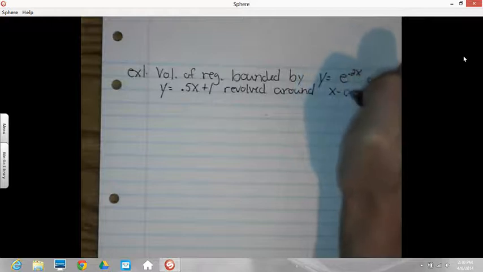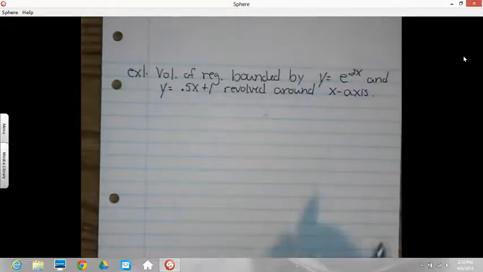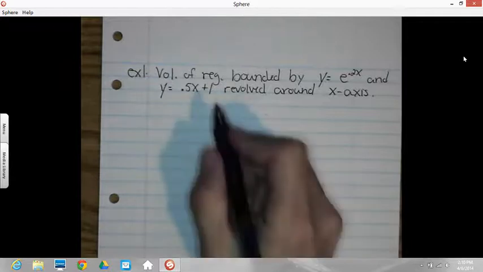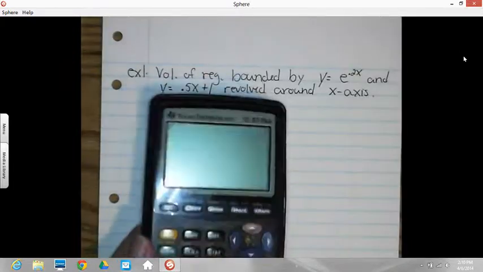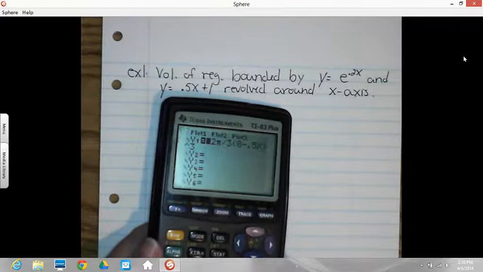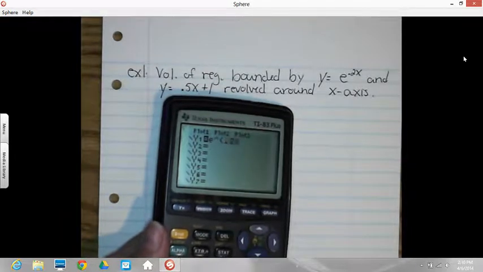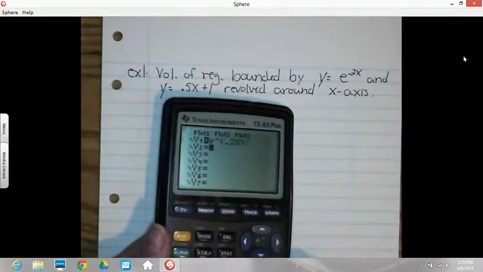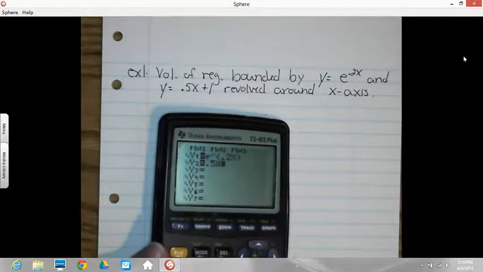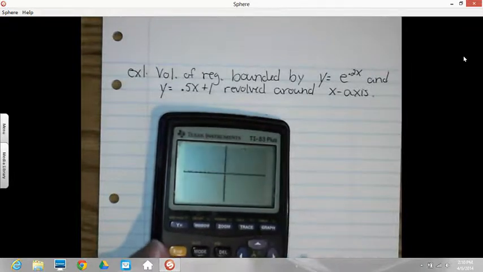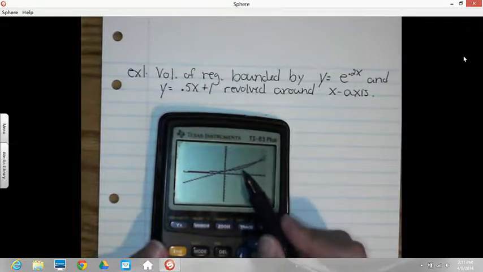Okay, graphing both of those. Clear, y equals e raised to the 0.2x, and 0.5x plus 1 is linear. There's my e. There's my linear function. I can see the line is above the e function. So, rough sketch.